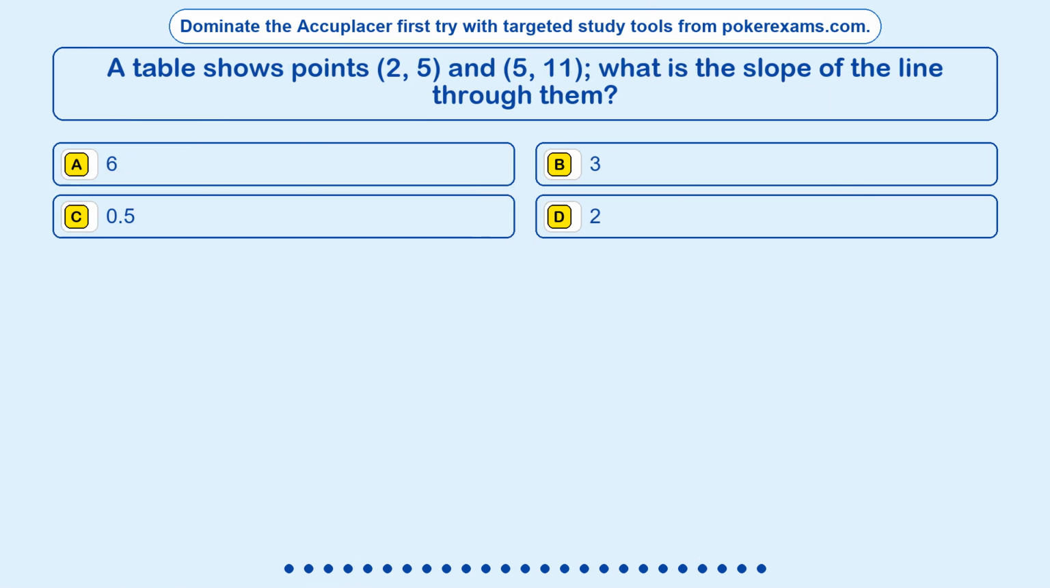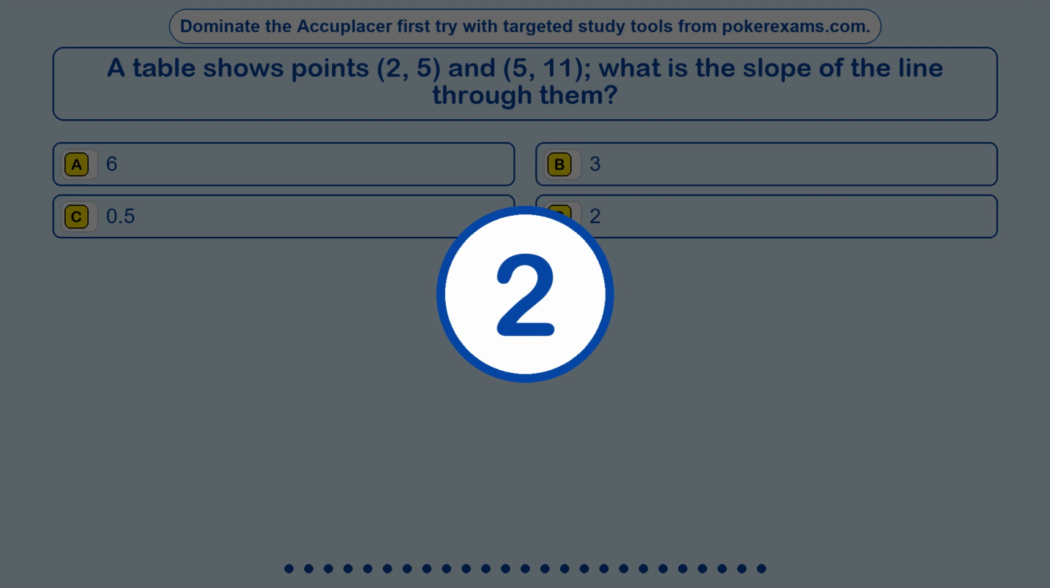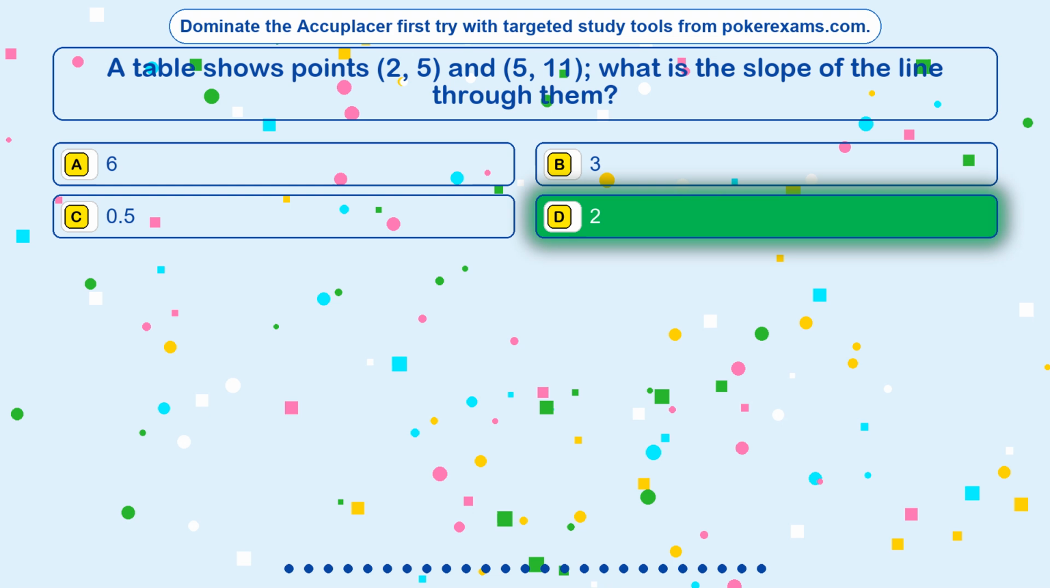Question 11. A table shows points (2, 5) and (5, 11). What is the slope of the line through them? Option A, 6. Option B, 3. Option C, 0.5. Option D, 2. The correct answer is option D, 2.